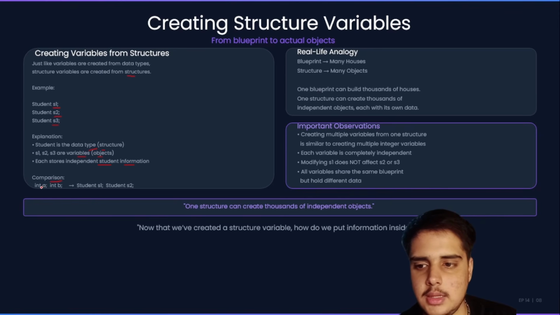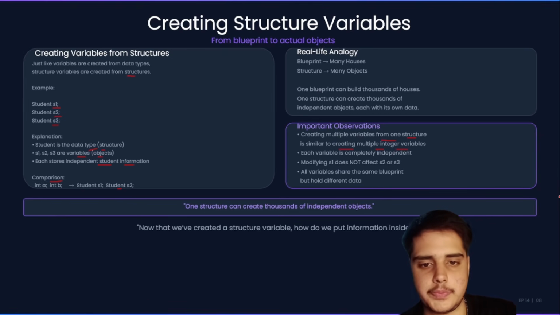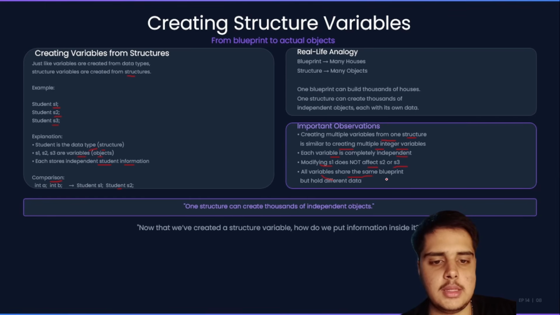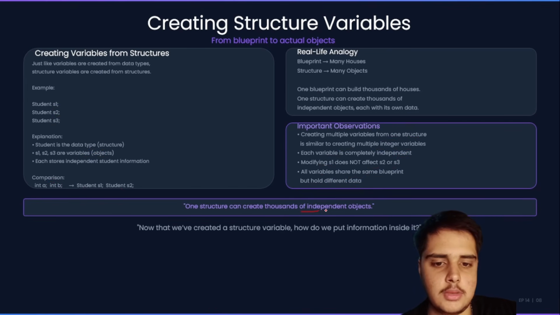In comparison to int a, int b, student s1 and student s2 are taken. The important observation for you is that creating multiple variables from one structure is similar to creating multiple integer variables. Each variable is completely independent. Modifying s1 does not affect s2 or s3. All variables share the same blueprint but hold different data. So one structure can create thousands of independent objects.